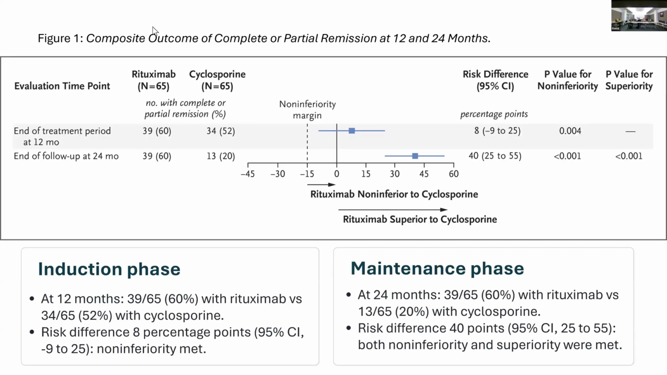And then, so basically when you look at figure 1, it showed that the induction phase was the numbers I was talking about initially, and then in the maintenance phase, it was that big dramatic difference. Questions, concerns?